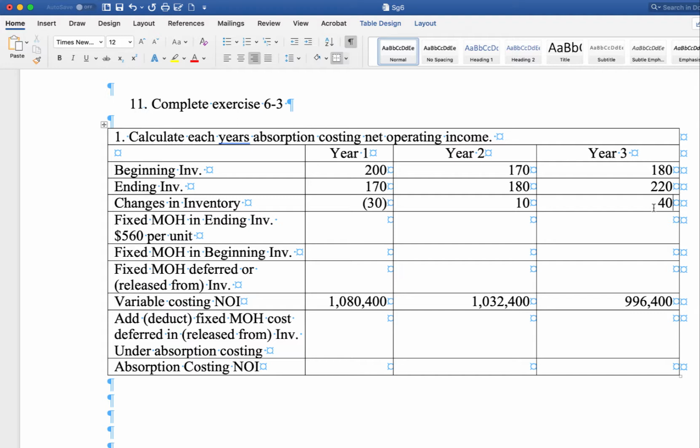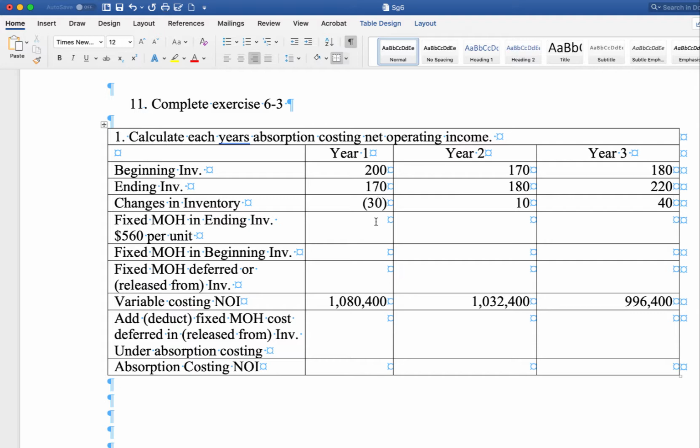Because our inventory is increasing, we would expect our absorption costing net operating income to be greater than our variable costing net income. Okay? So we need to show, or first of all, we need to calculate absorption costing net operating income based on what our variable costing is and what our change in inventory is. Okay, I'll show you how to do that. It's super easy.